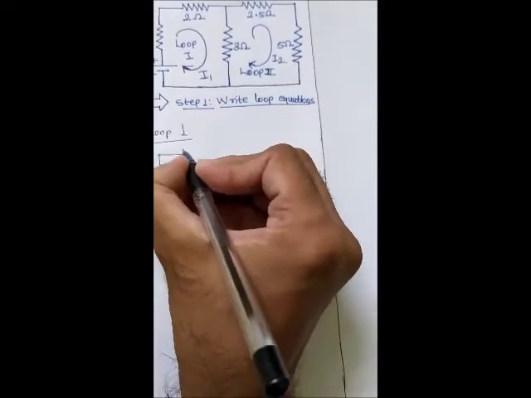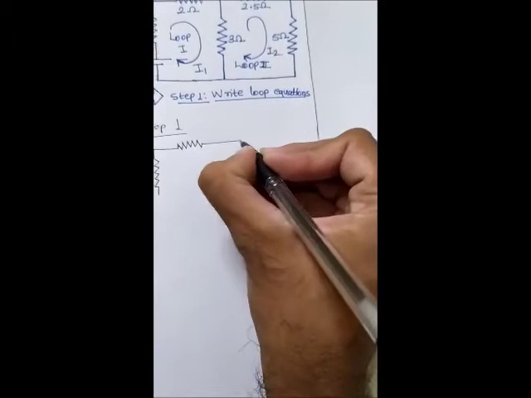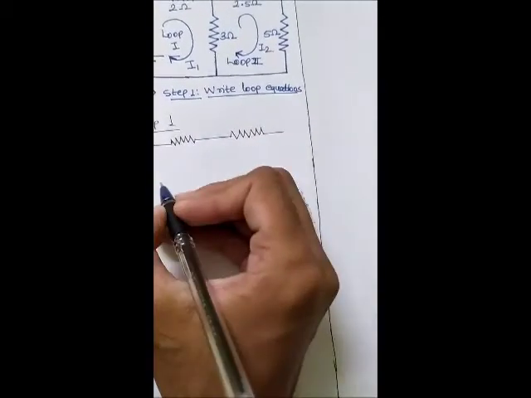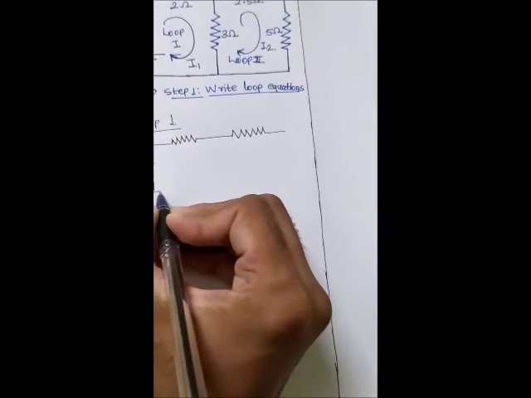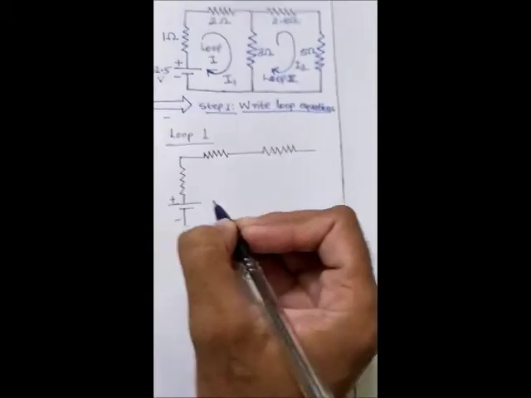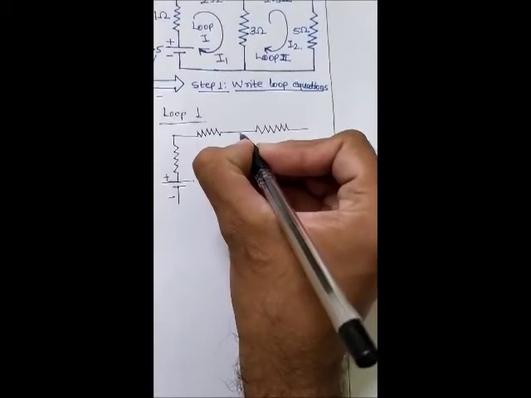First of all, drawing the loop 1, I will mark out the current directions so that while solving the loop it will be easier for me to solve the circuit. So first of all, I will mark out the direction of loop currents.